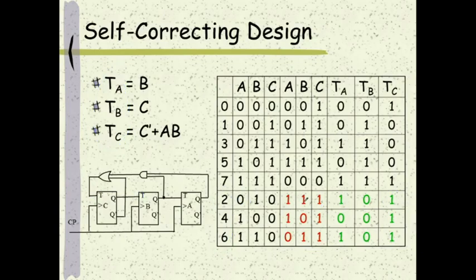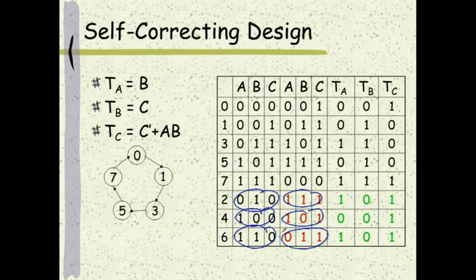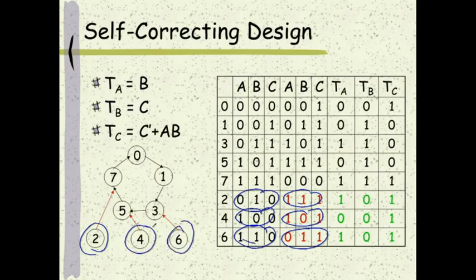And in this particular case, I know the current state, I know the next state, for these three incompletely specified cases. What happens to the original system spec? When the system is at 2, it goes to 7. When the system is at 4, it goes to 5. When it is at 6, it goes to 3.